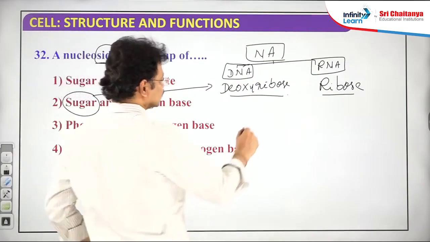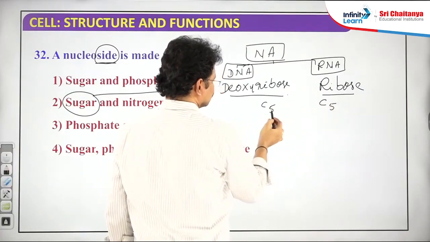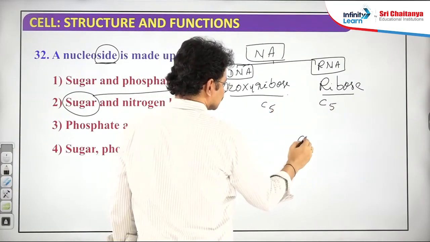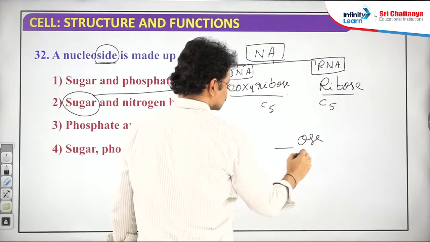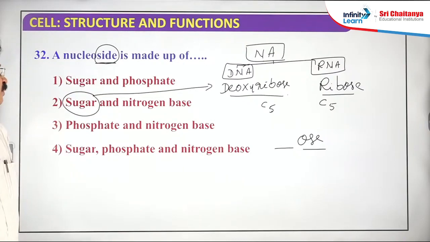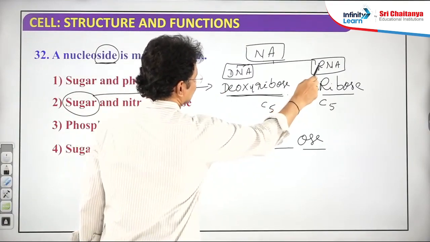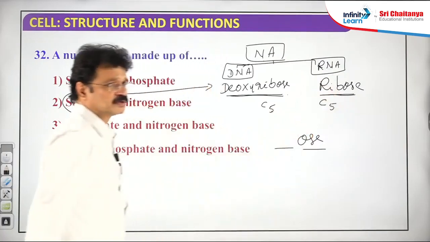In both the sugars, number of carbons are 5. 5 carbon, penta. Suffix for sugars, ose. 5 carbon contains sugar is pentose. DNA, D for deoxyribose. RNA, R for ribose.